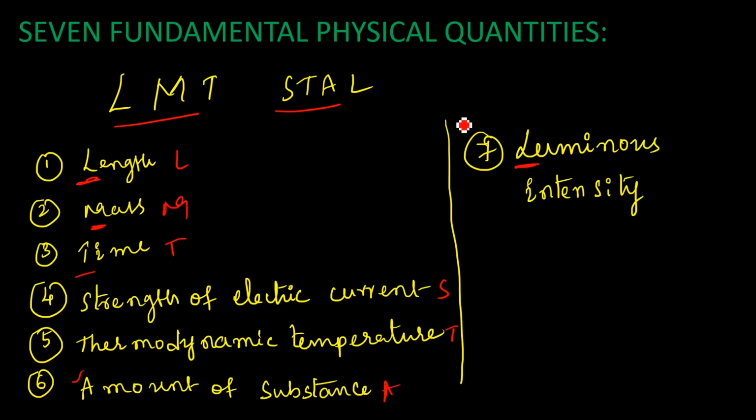I already said these are basic quantities. These quantities cannot be derived from the remaining physical quantities. Length cannot be derived from the remaining physical quantities, mass also the same. Time and strength of electric current also cannot be derived from the remaining physical quantities. So these are the 7 fundamental physical quantities. I hope you got it.